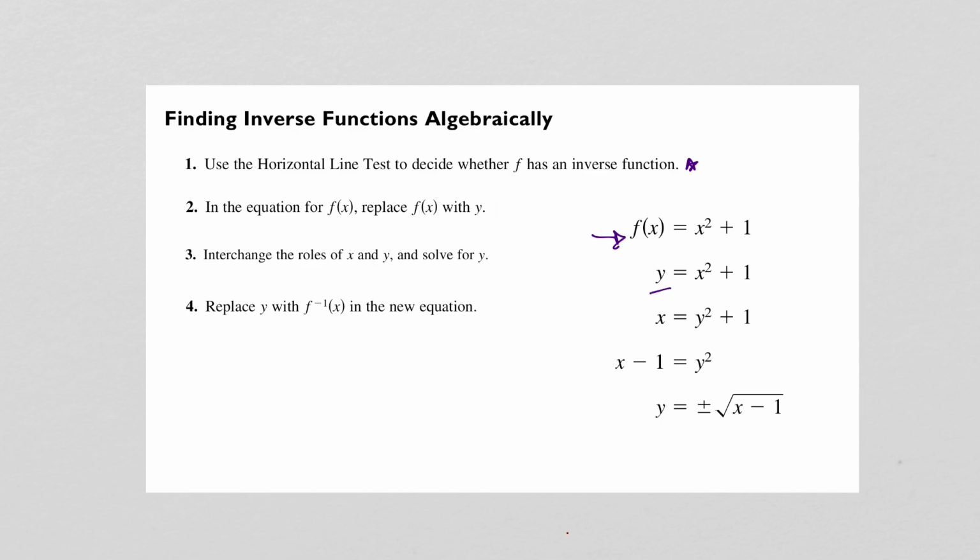Then we're going to interchange the roles of x and y. So everywhere there was a y, we're going to replace it with x. Everywhere there was an x, we're going to replace it with y. And then we're going to solve for y. Okay? So you want to get y isolated again. And finally, when you do that, you're going to replace y with f inverse in the new equation. Now, I will say that this is a parabola over here, so this is not one-to-one. And you'll note that you actually get two solutions because of that, right? You get plus or minus root x minus 1.